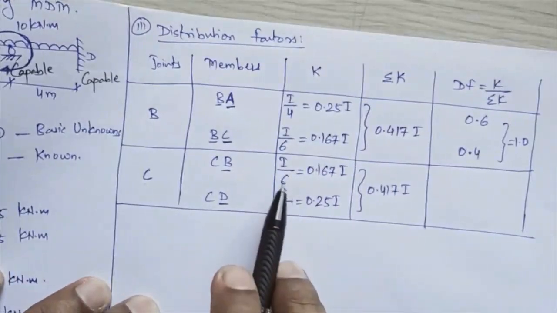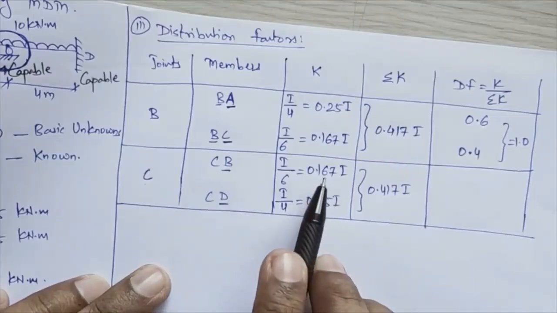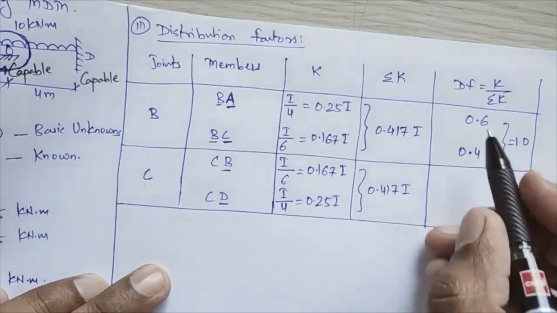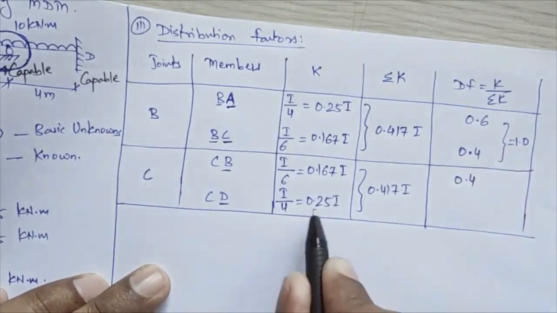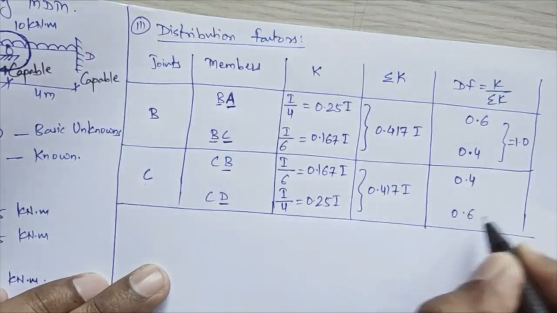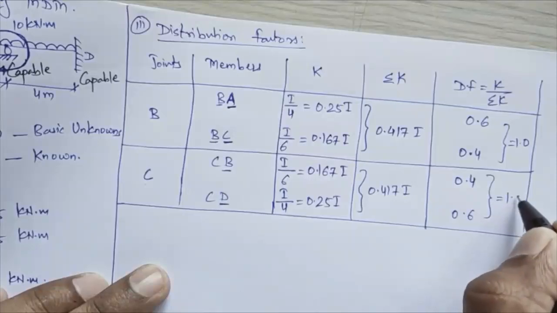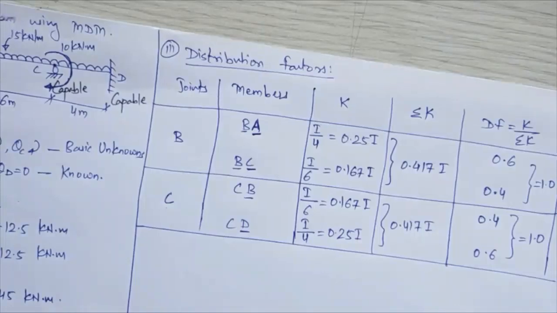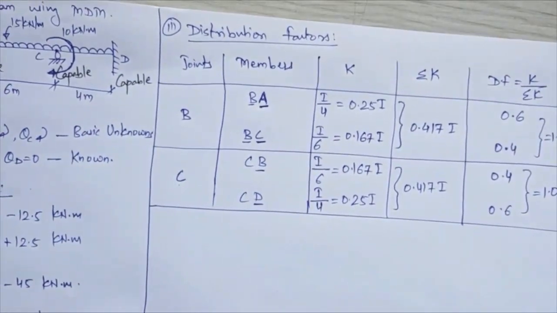Then the DF for member CB is K divided by summation of K, that is 0.167 divided by 0.417, which comes equal to 0.4. And for CD, DF equals K 0.25 divided by summation of K 0.417, which comes equal to 0.6. So the total must again equal 1. That is, for a particular joint, the summation of the DFs of all members meeting there shall always equal 1. So this is our calculation for distribution factors.